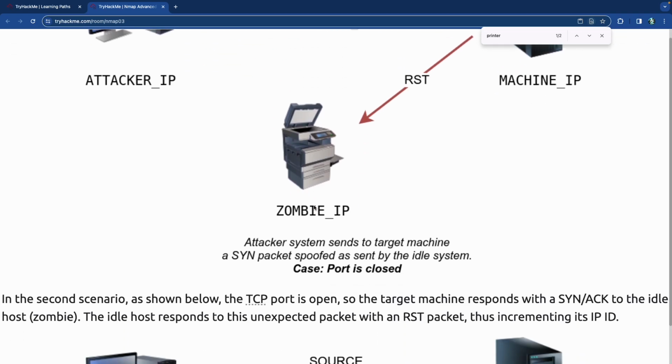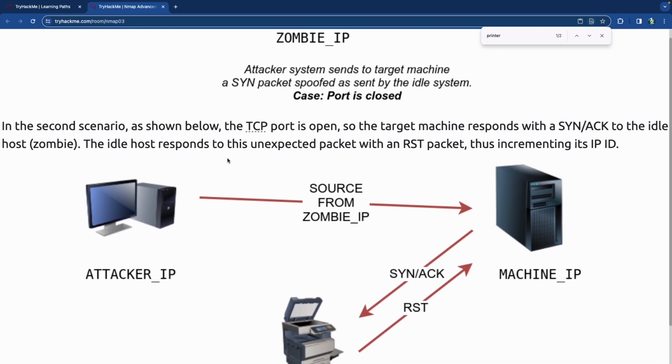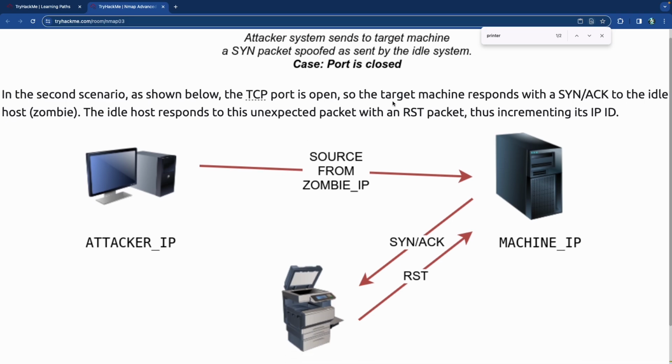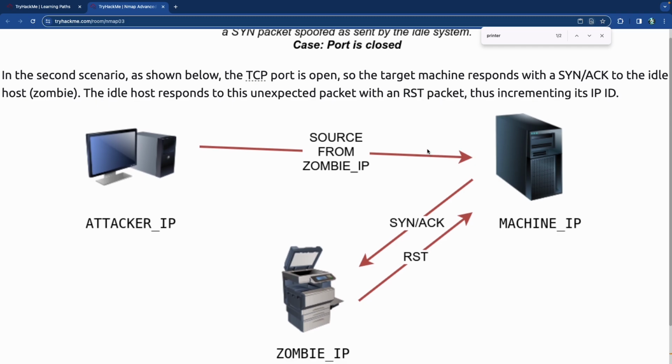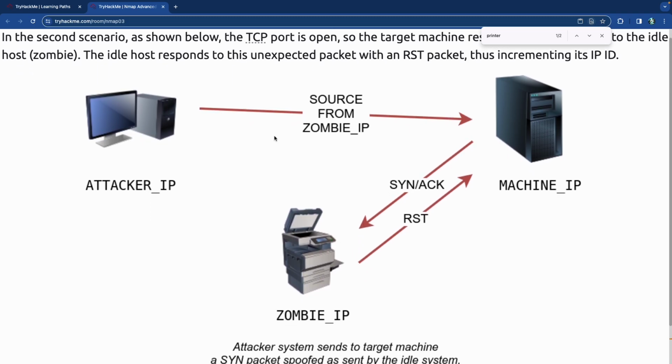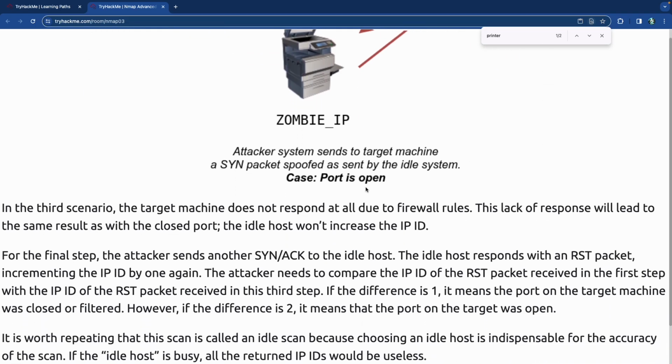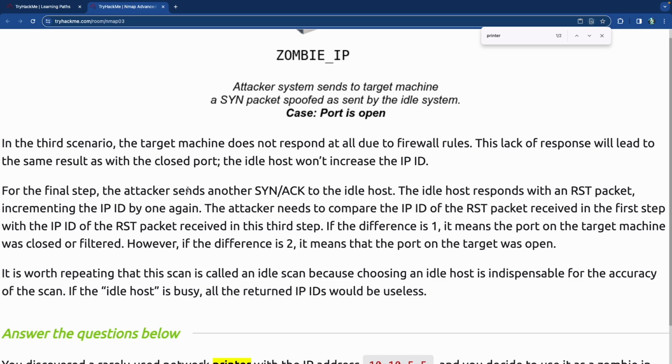So it sends the RST request to the zombie. As shown below, the TCP port is open, so the target machine responds with a SYN acknowledge to the idle host zombie. The idle host responds to the unexpected packet with the RST packet, thus incrementing its IP ID. So the zombie spoof IP goes to the victim. Victim sends the SYN acknowledgement, and then this guy says reset, and then now we have the documented IP of the zombie again. In the third scenario, the target machine does not respond at all due to firewall rules.